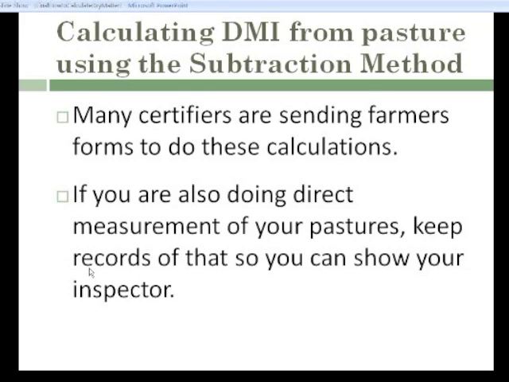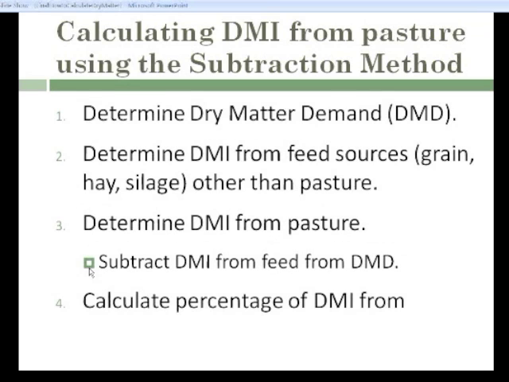I just want to mention that a lot of certifiers either already have or are going to be sending farmers forms to do these subtraction method calculations. Some of these are already in the OSP or application that you fill out each year, or it'll be a supplemental page that you'll be sent.